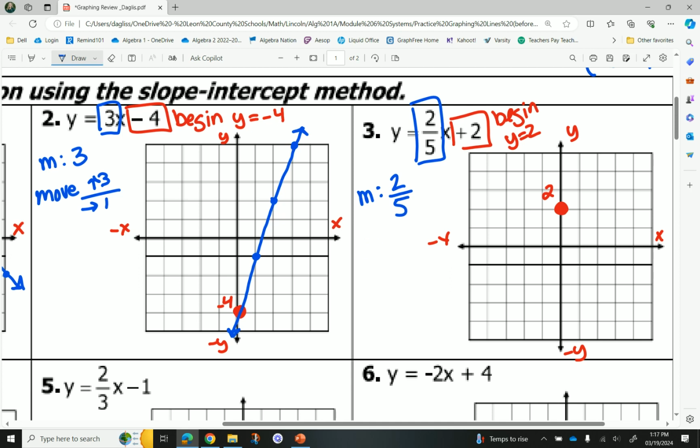There we go. Up 2, and we always go to the right 5. Good. 1, 2, 1, 2, 3, 4, 5. And yeah, so this one I would also go backwards to show more points. So to go backwards, instead of up, I go down. Instead of right, I go left. So down, and then backwards. 1, 2, 3, 4, 5. Like that.